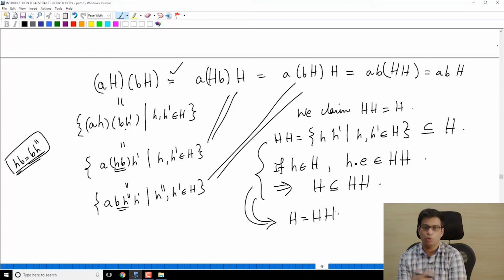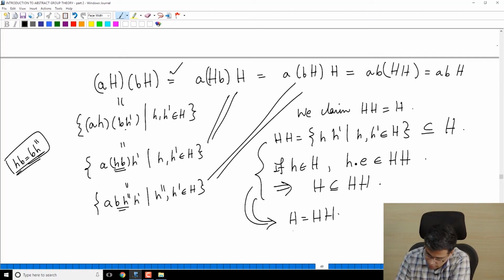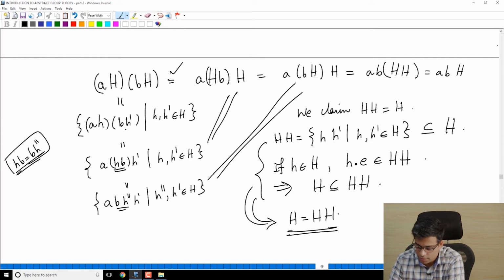When you multiply a group with itself, you don't get anything bigger. You get exactly the group. This is not true in general for a subset only, which is not a subgroup. So H is equal to HH because H is a group. We have used both properties, right? If h and h prime are in H, the product needs to be in H here, and e is in H. We need e in order for h to be equal to he, but for that we need e to be in H.